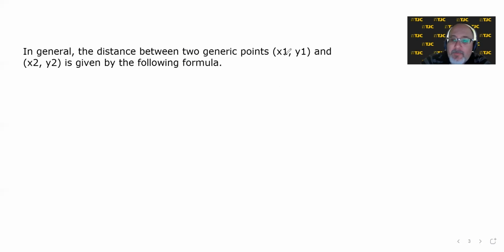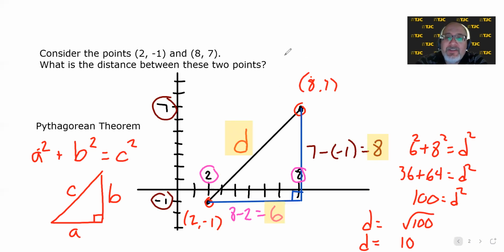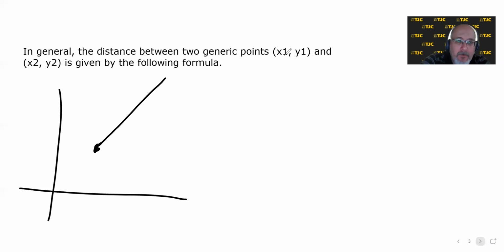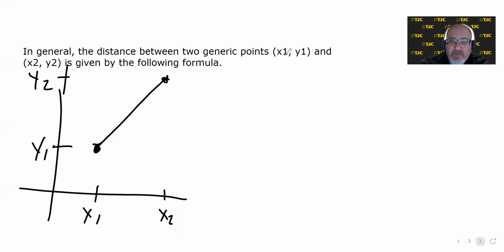Well, think about what we did back here. When we found the length of the bottom side, we subtracted the x coordinates. We subtracted 8 minus 2 to give us 6. And when we found the length of the side on the right, we subtracted the y coordinates, 7 minus -1. So if we were to set up the same picture, generically speaking, x1, y1 representing the coordinates of the first point, and then x2, y2 representing the coordinates of the second point.